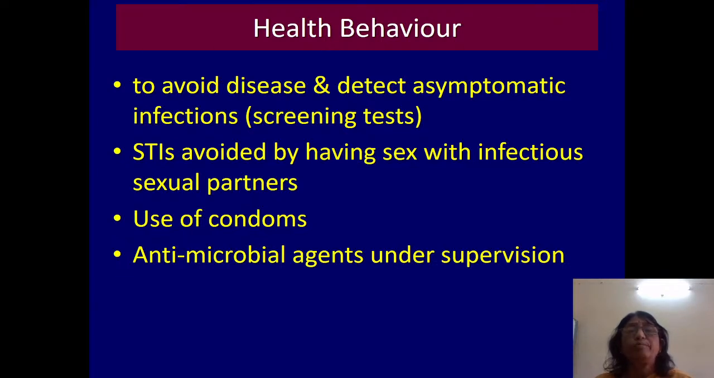STIs can be avoided by not having sex with infectious sexual partners. If the sexual partner is infective because of a sexually transmitted infection, they can avoid having sex with him or her. In the other way, they can also use condoms. There are male condoms and female condoms available in the market. They can use them so that they can avoid sexually transmitted infections.